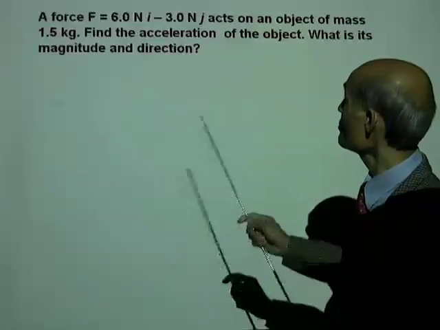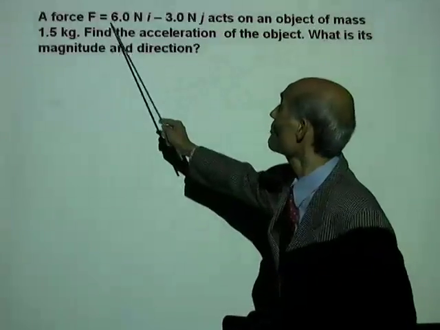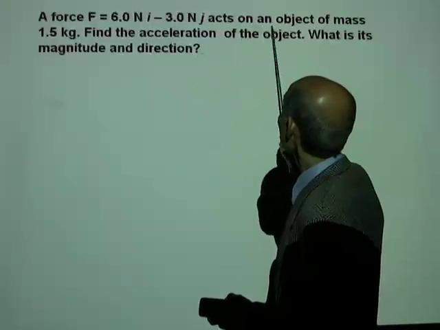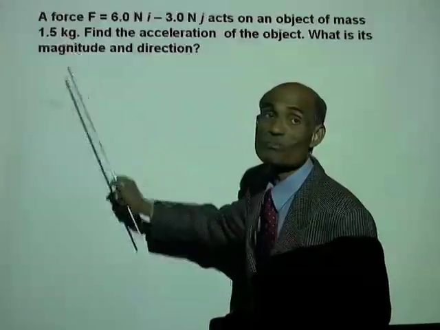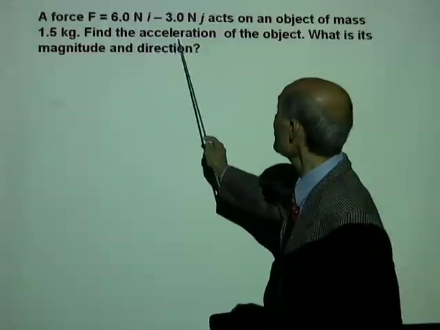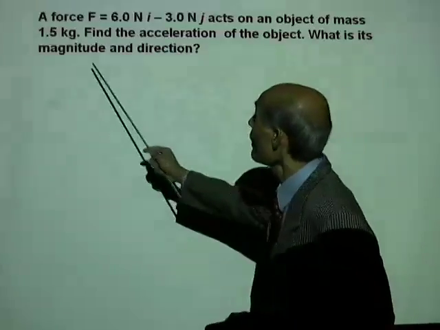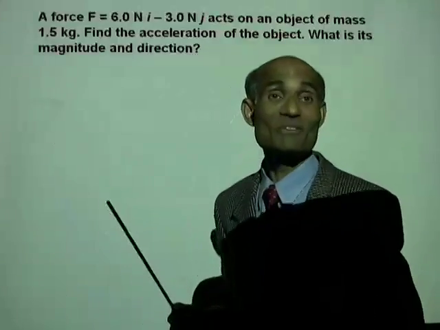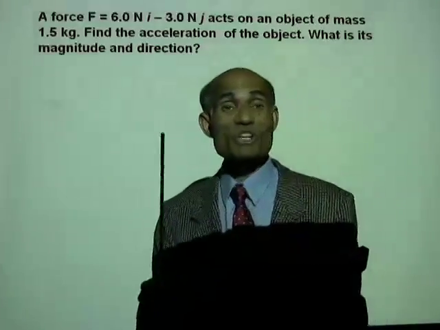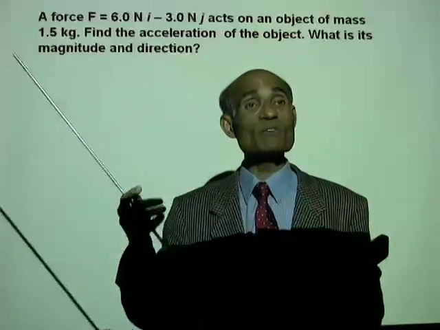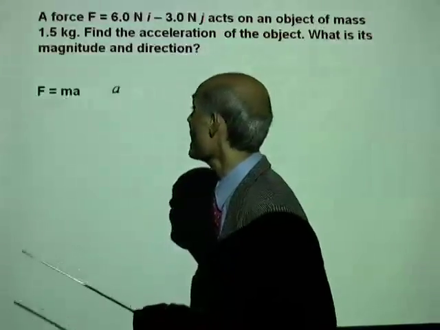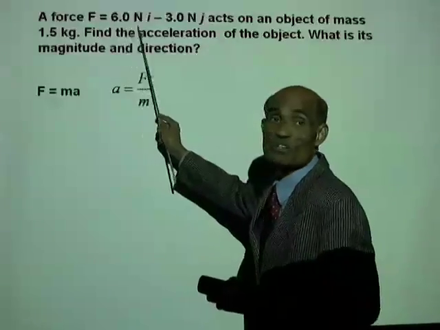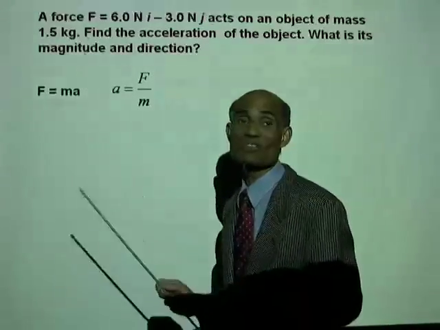Okay, let's do another problem. A force F equal to 6 Newton I minus 3 Newton J acts on an object of mass 1.5 kilogram. Find the acceleration of the object. What is its magnitude and direction? Well, we have done this kind of problem before. Acceleration is F net over the mass. F equal to ma, therefore, A equal to F over m. This is the force and this is the mass.